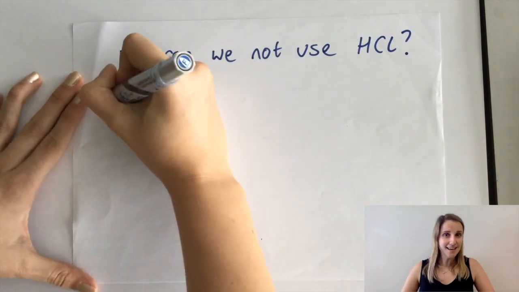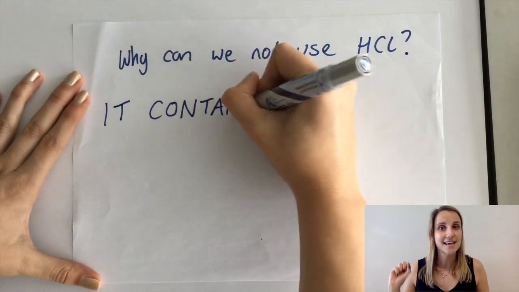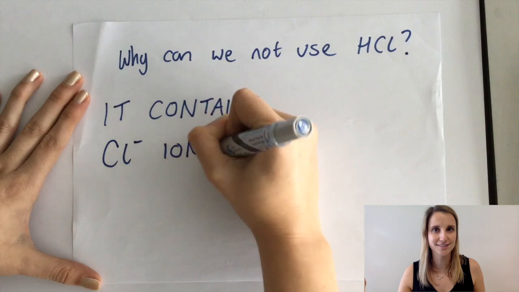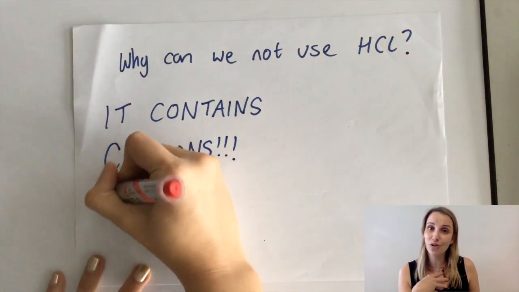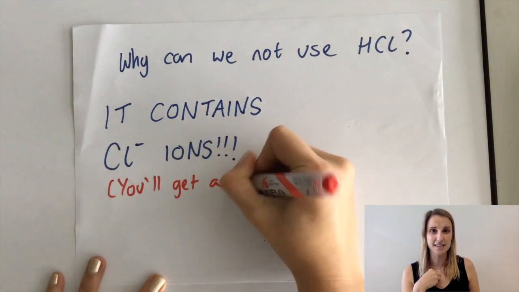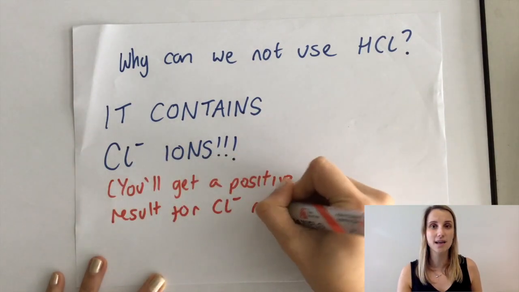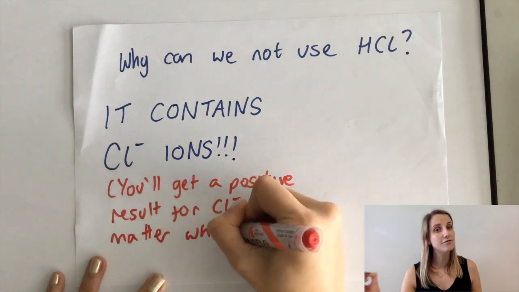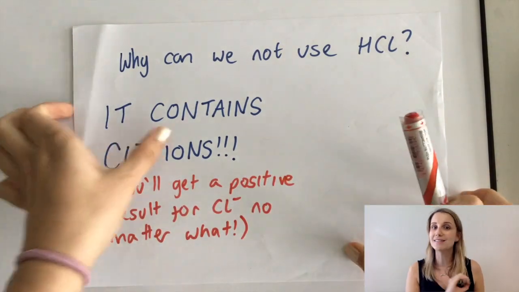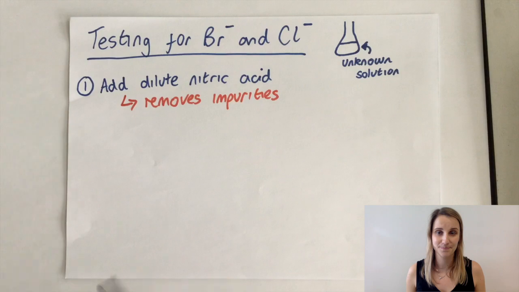Now the reason is that hydrochloric acid contains chloride ions. So if I use hydrochloric acid to remove impurities, what I'm really doing is adding chloride ions into my sample, which means that I'll get a false positive result no matter what was there to start with.